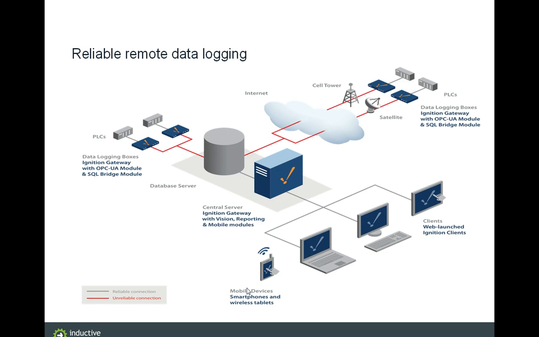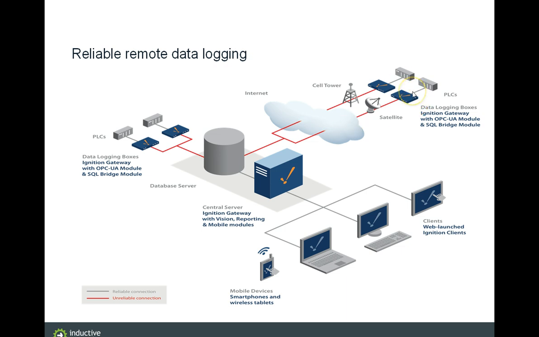This architecture is used a lot in oil and gas, water and wastewater. It may or may not suit what you need, but just as an example, I just wanted to show you that the different modules of Ignition, you can load them on different machines to accomplish a variety of different things. Like for example, in this architecture, you have a central server, so you have your Ignition gateway here, and then you also have a smaller piece of software out in the remote locations called the SQL Bridge.